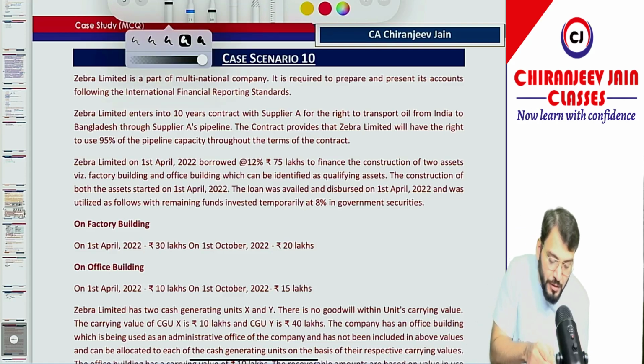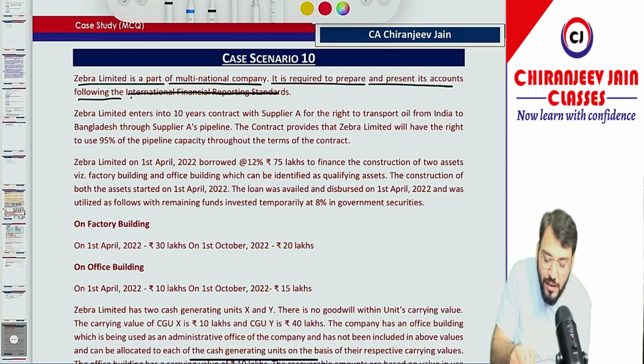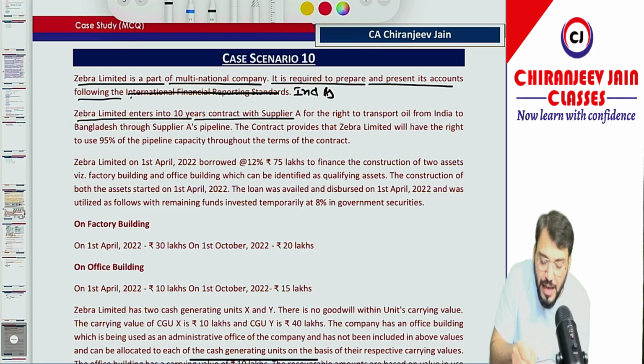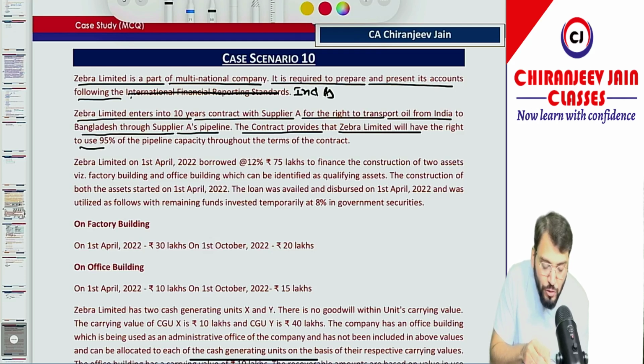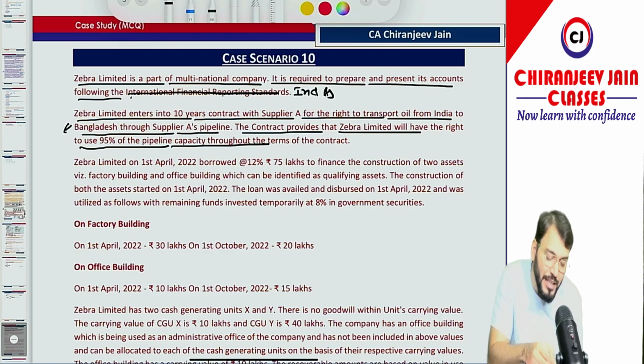What is given? Jibra Limited is a part of a multinational company. It is required to prepare and present its accounts following the international financial reporting standard. So just delete it and write down Ind AS. Jibra Limited enters into a 10-year contract with supplier A for the right to transfer oil from India to Bangladesh through supplier A's pipeline. The contract provides that Jibra Limited will have the right to use 95% of pipeline capacity throughout the term of the contract. From the para you can understand this is related to Ind AS 116.